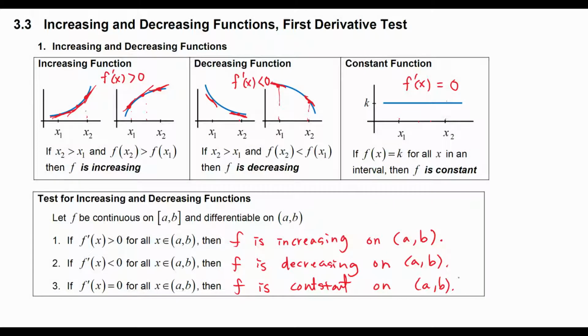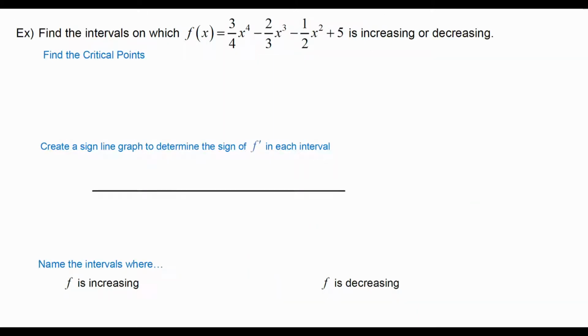All right, let's see if we can apply that to a problem. Find the intervals on which f of x equals 3/4 x to the 4th minus 2/3 x to the 3rd minus 1/2 x squared plus 5 is increasing or decreasing.